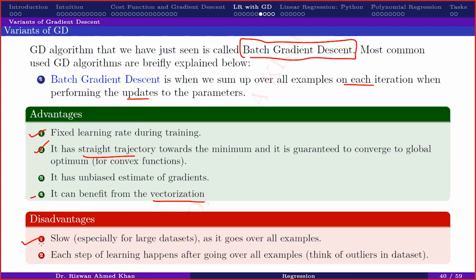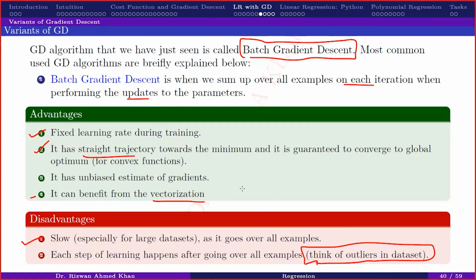But the disadvantage is that, as the update happens after seeing all the examples, it is very slow, especially for a large data set. Let's say you have 100,000 examples and you are updating after looking at all of them. For one update, all 100,000 examples have to be seen by the algorithm, so it converges very slowly. Each step of learning happens after going through all the examples. Think of outliers in the data set: if you have outliers, the weights would be updated considering those outliers as well.